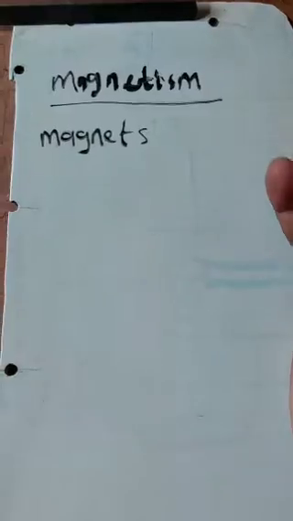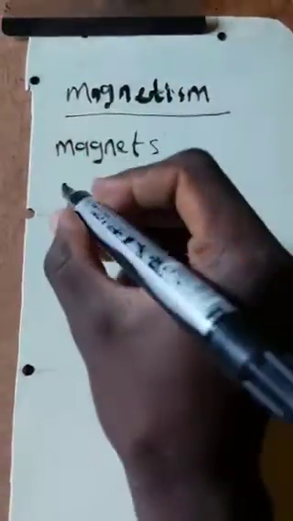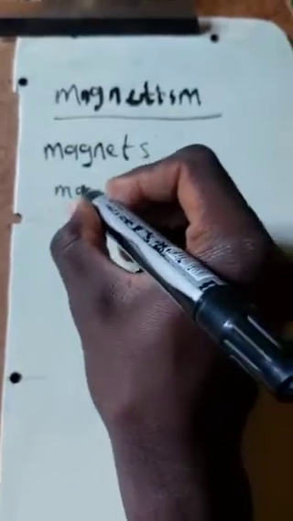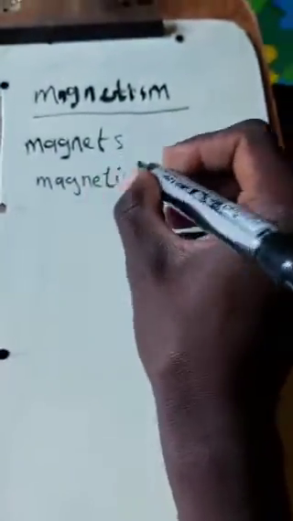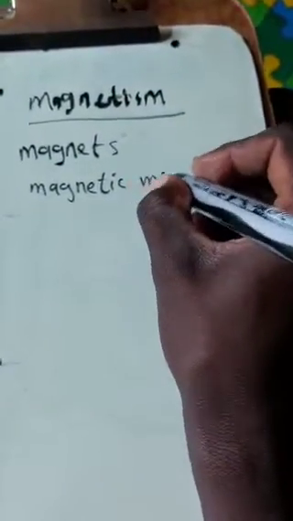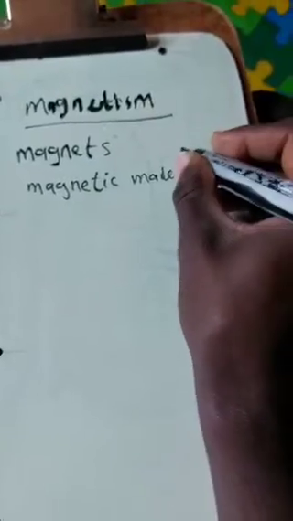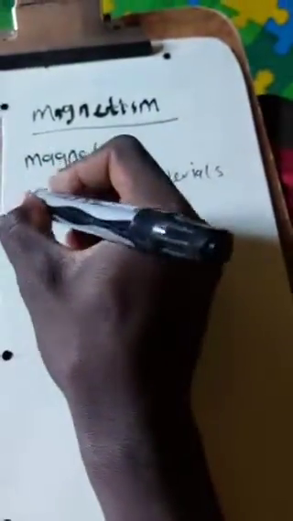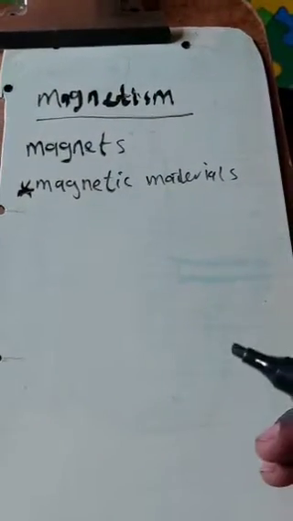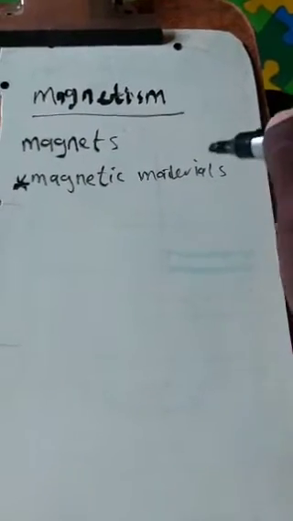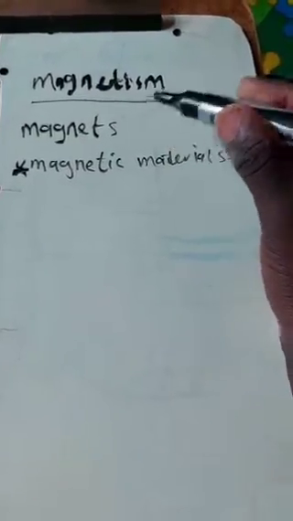What is a magnet? A magnet is a substance that attracts magnetic materials. Any substance that is able to attract magnetic materials is a magnet. And then they ask you, what is a magnetic material? A magnetic material is a substance that can be attracted to a magnet.